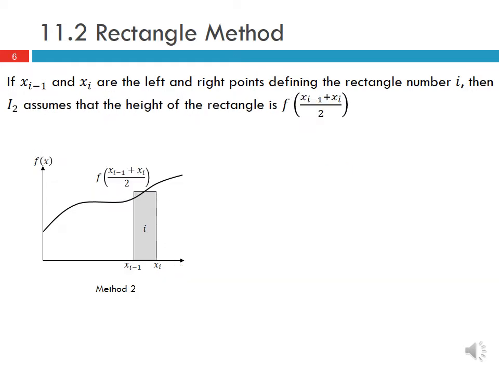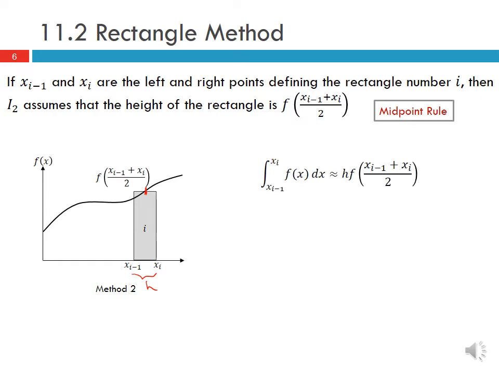The second method, again, we have the same interval, so xi minus 1 and xi are the left and right points defining the rectangle number I. Then I2 assumes that the height of the rectangle is f of xi minus 1 plus xi over 2. So it's instead evaluated, again, this is going to be equal to h again, and we're evaluating the height of the rectangle at the value of the function at the midpoint of the rectangle. And because of that this is known as the midpoint rule, and it is the most common implementation of the rectangle method.